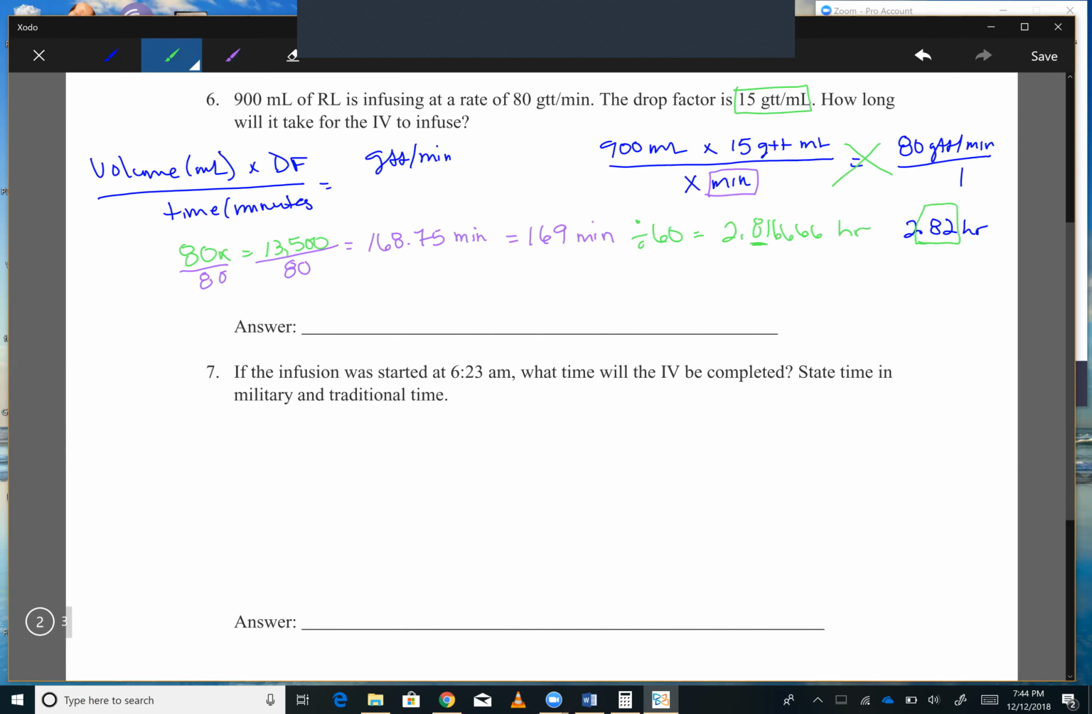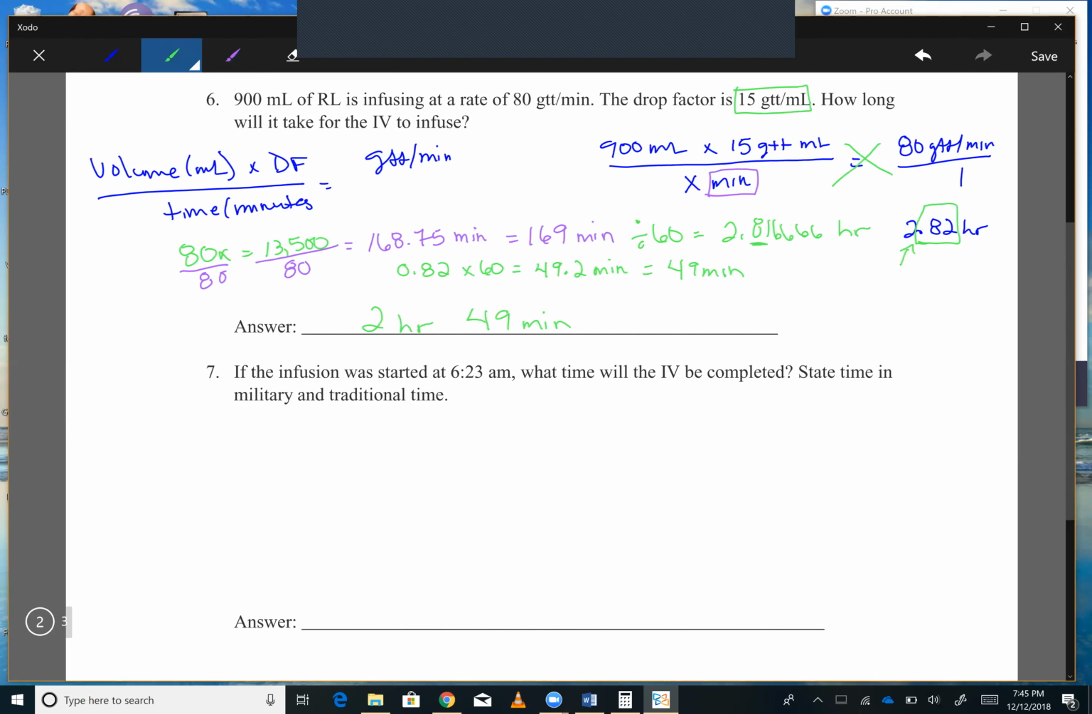Now this 0.82 part here, I need to convert into minutes. In order to do that, I'm going to take 0.82 and multiply that by 60 because there's 60 minutes in an hour. And that is going to give me 49.2 minutes. But I don't have a decimal point in my answer, so that is going to be 49 minutes. So we take the 2 from over here because it was 2.82 hours, so 2 hours. And the 0.82 we figured out is 49 minutes.